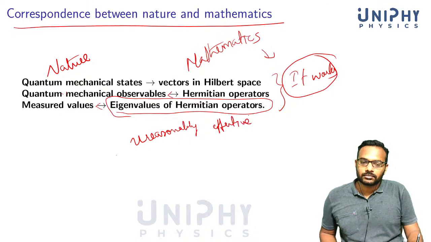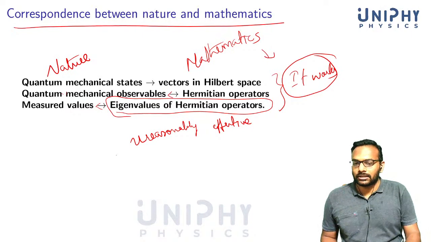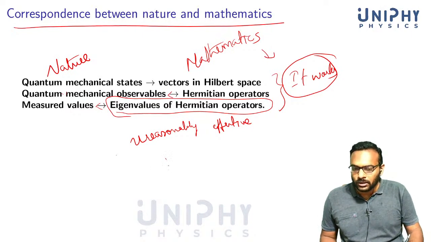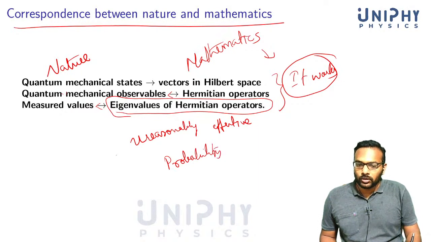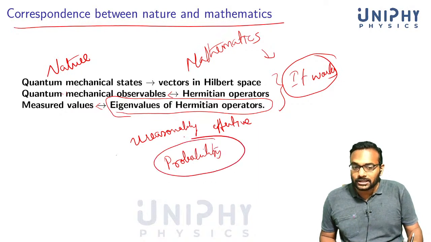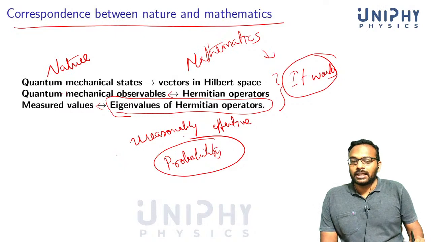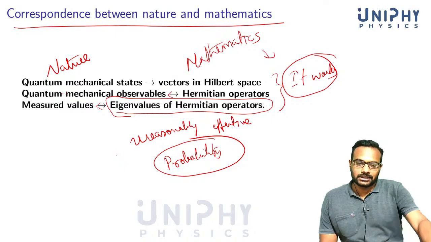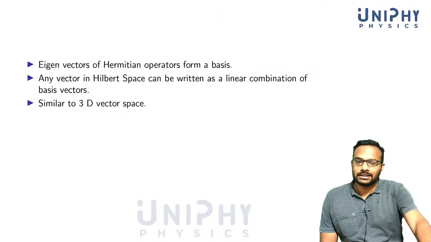So we have described the quantum mechanical state. We know how eigenvalues are there. Quantum mechanical observables are Hermitian operators. One thing that we missed out is probability. We also need to predict the probabilities of measurement, and that also can be identified using this formalism, which we will be doing in the next session.